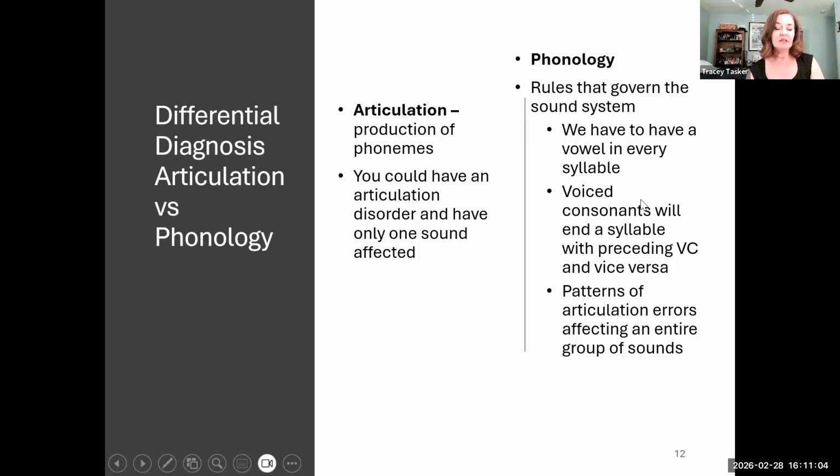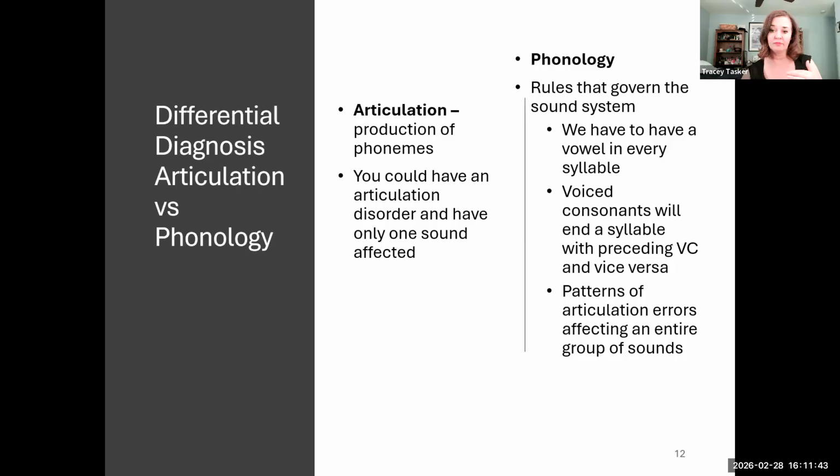We have constraints in where sounds occur in a word. So voiced consonants will always end a syllable with the preceding voiced consonant, and voiceless consonants will always end a syllable with the preceding voiceless consonant. So if you had a word like cats, and then ducks, cats and ducks. Even though we orthographically represent plurals with the same letter, sometimes it sounds like an s and sometimes it sounds like a z. This is phonology in place.